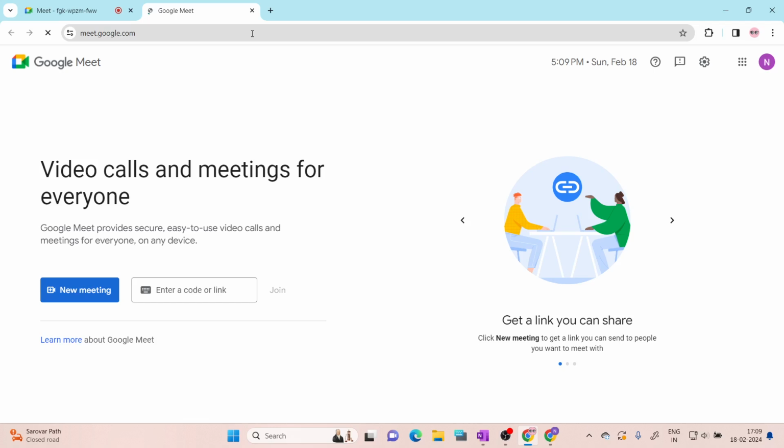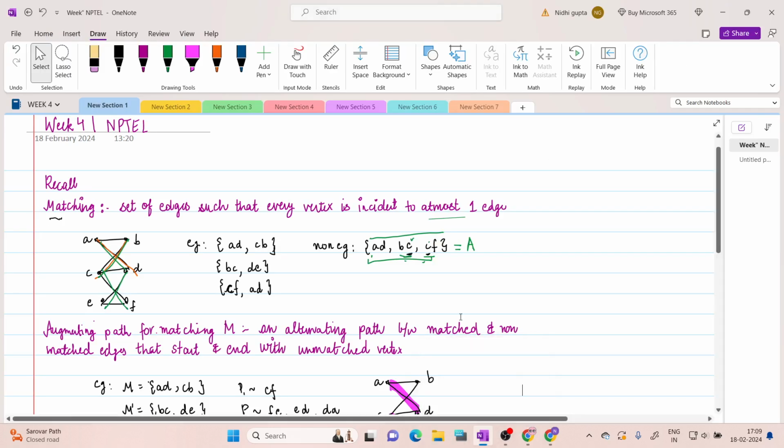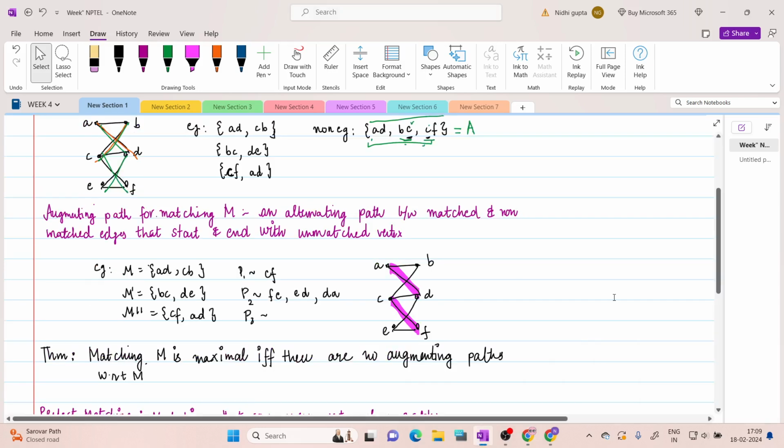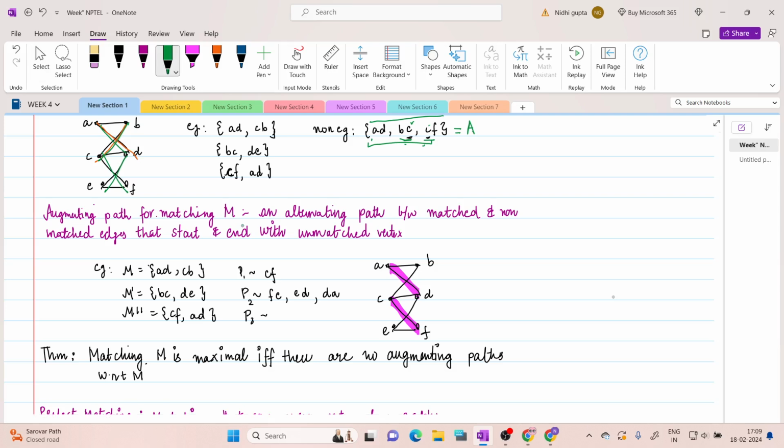Okay. So now, given a matching, we can talk about an augmenting path. An augmenting path for a matching M is an alternating path between matched and non-matched edges. If you are given a matching M, then the edges contained in that matching are called the matched edges, and all other edges are the unmatched edges. An augmenting path refers to an alternating path between matched and unmatched edges. So it should start and end with an unmatched vertex.